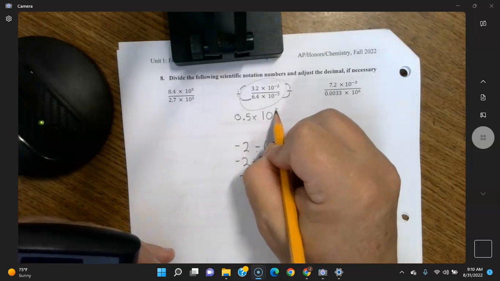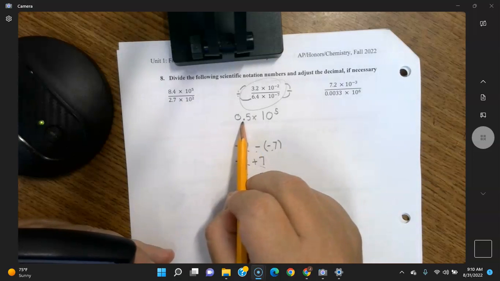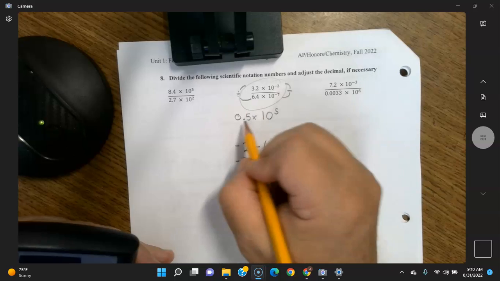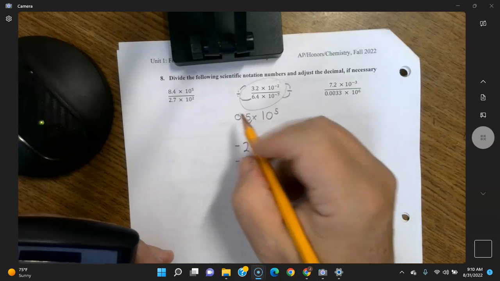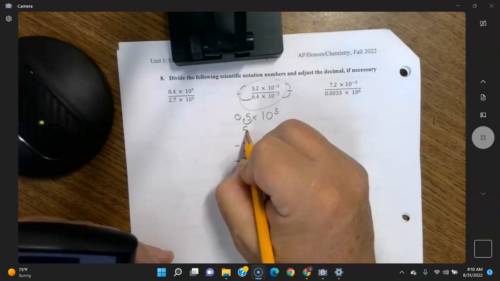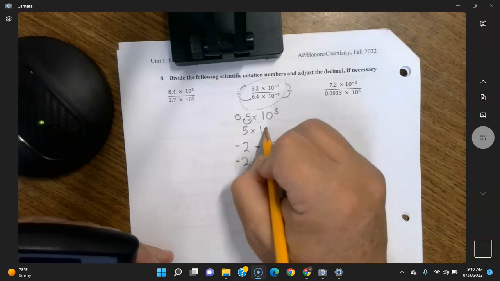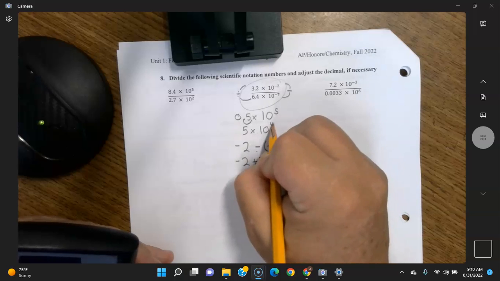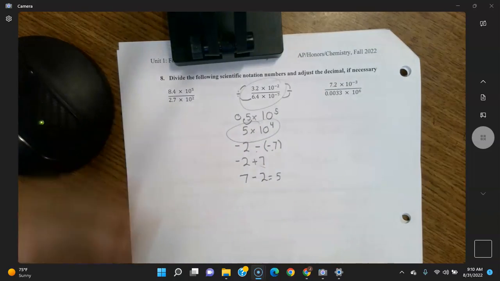10 to the 5. Now, this is not a number between 1 and 9.999, so we need to move the decimal. Where to? Well, you need to move it to the other side of the 5. You need to actually make this number bigger, so from 0.5, it becomes 5. Since we made this number bigger, we have to make the exponent smaller by 1. So it's times 10 to the 4th power. Okay, and that's the answer for this one. All right.